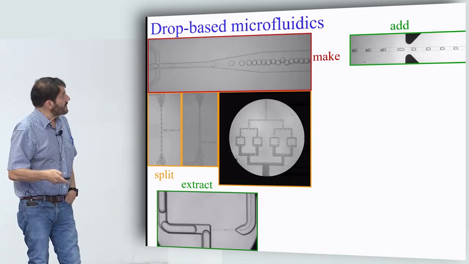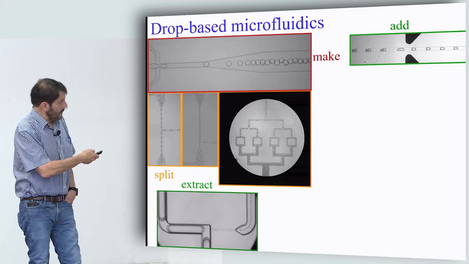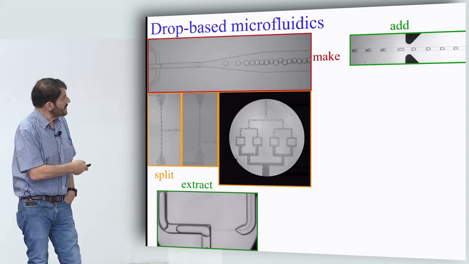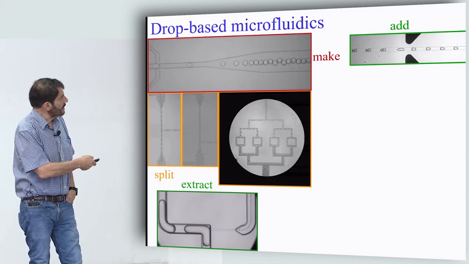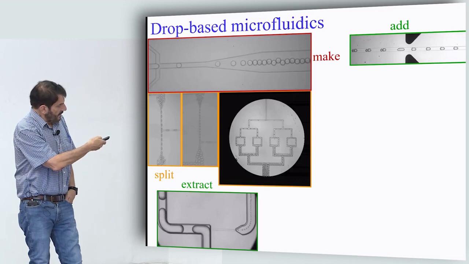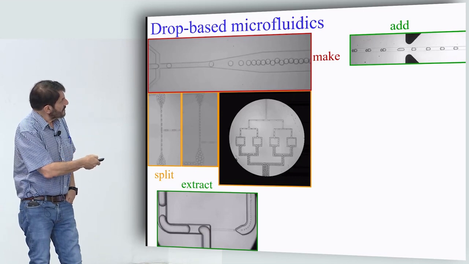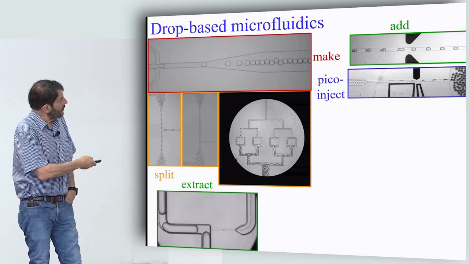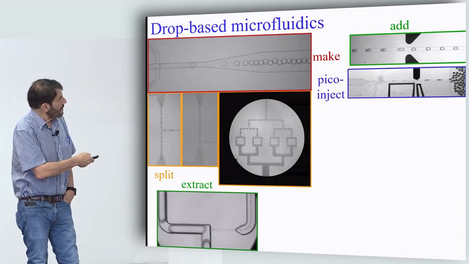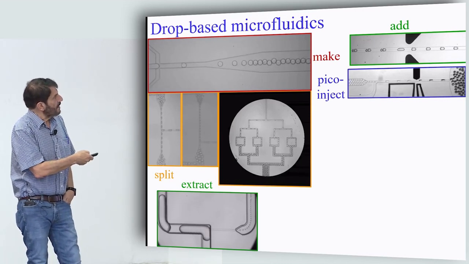We can mix drops. Turns out to be the most important thing. I don't know why the movies don't seem to play so well on my computer. But here we have an electric field that allows the drops to mix. There we go. We have another more recent invention we call a pico-injector.